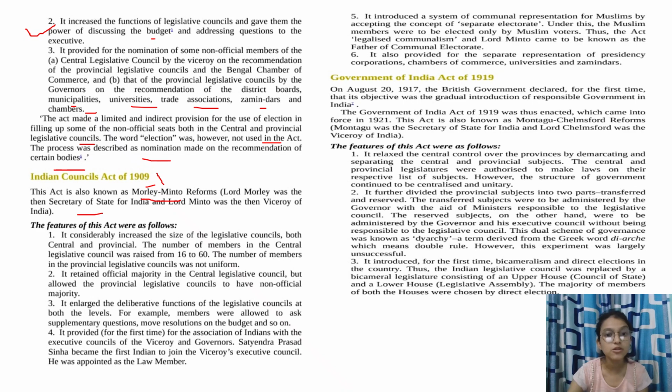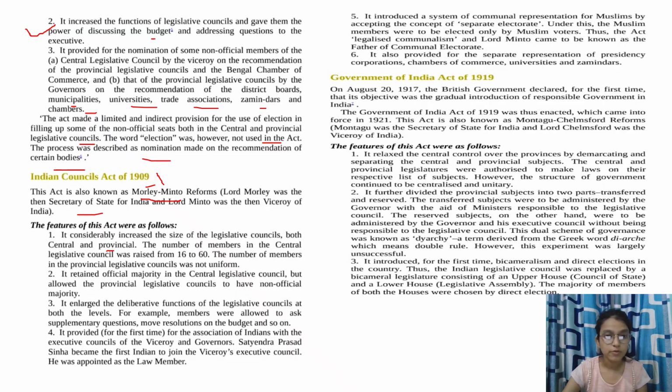It considerably increased the size of the legislative councils, both central and provincial. So they enlarged the size. The number of members in the central legislative council was raised from 16 to 60. The number of members in the provincial legislative councils was not uniform. It retained the official majority in the central legislative council but allowed the provincial legislative councils to have a non-official majority. It enlarged the deliberative functions of the legislative councils at both levels. For example, members were allowed to ask supplementary questions, move resolutions on the budget and so on. So now they had a proper parliament, a proper division, and a proper procedure to be followed.